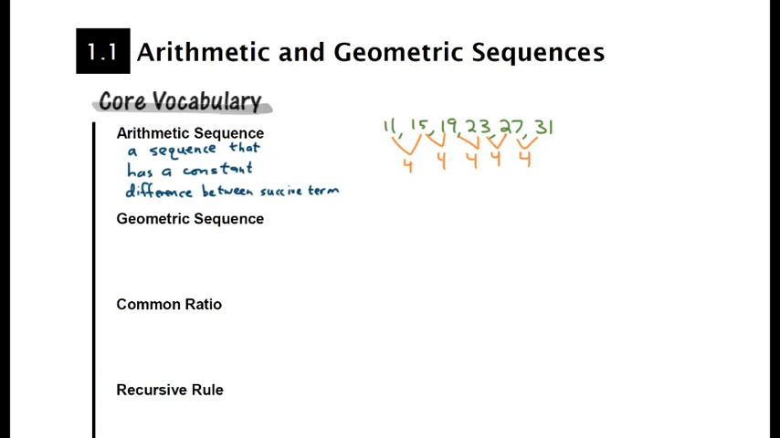Now, it doesn't have to go up. It can go down. These could all be negative 4s instead. In this case, they're not, but it's just a constant difference. It's either adding or subtracting the same number.